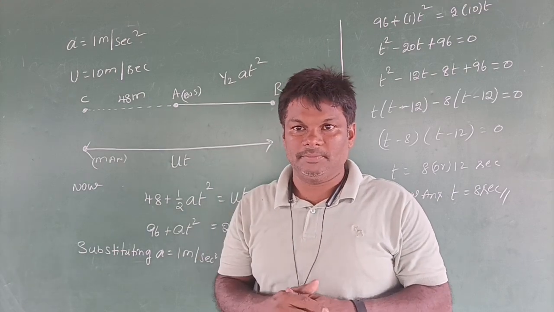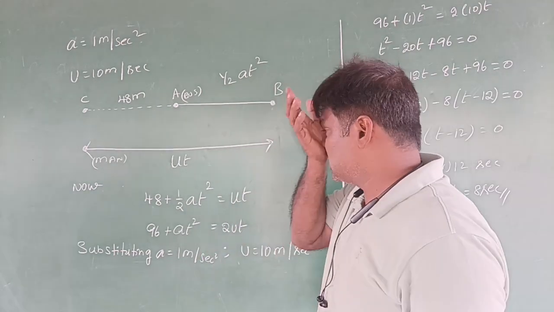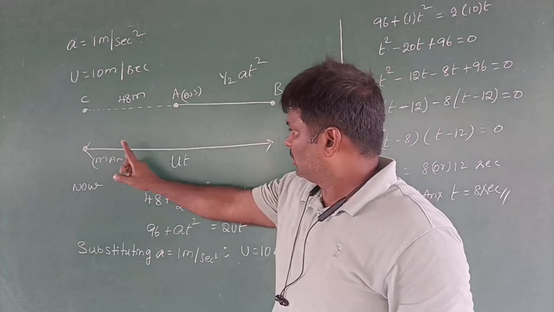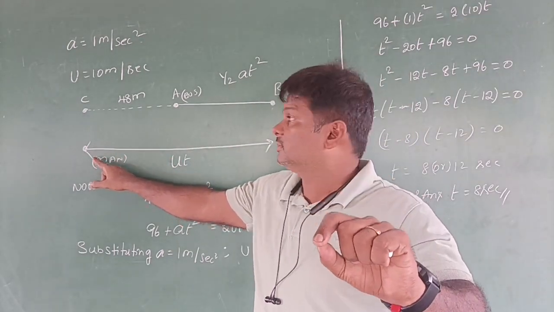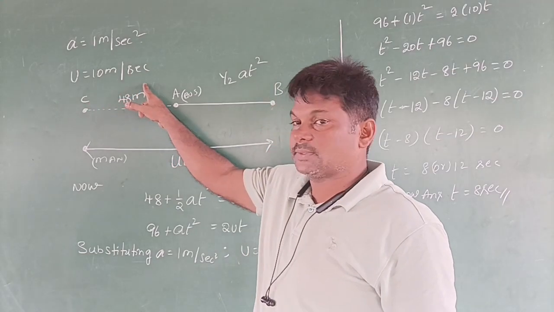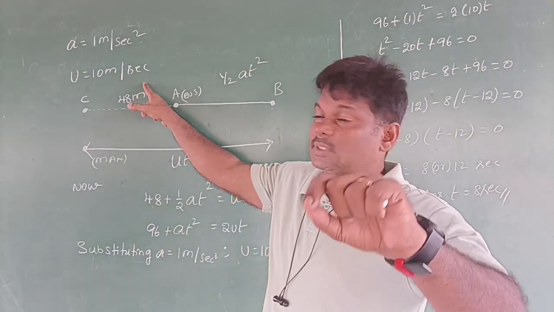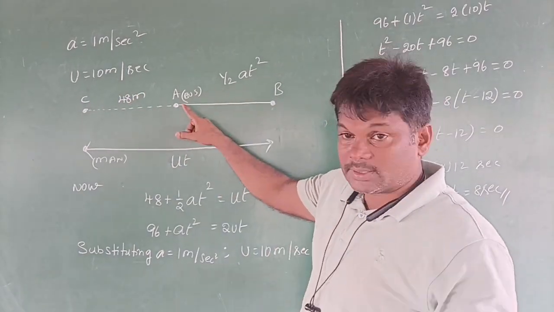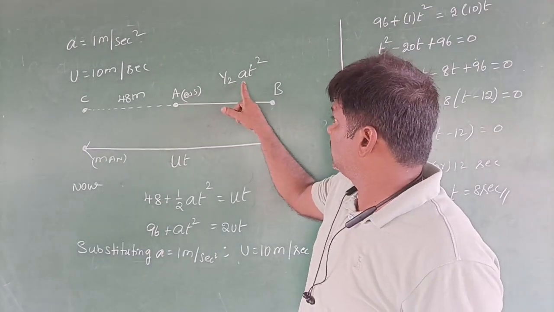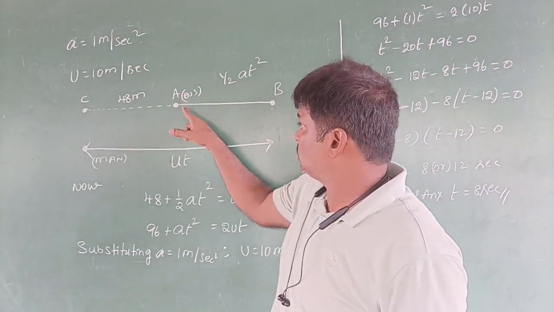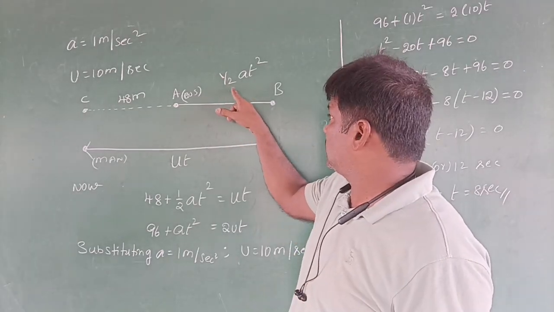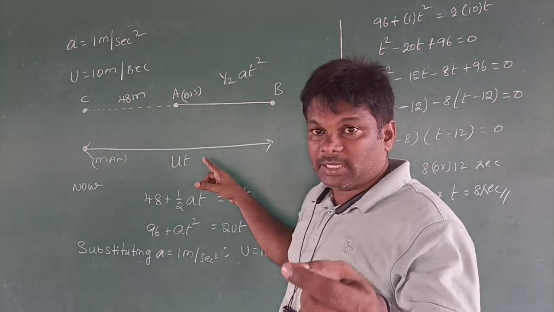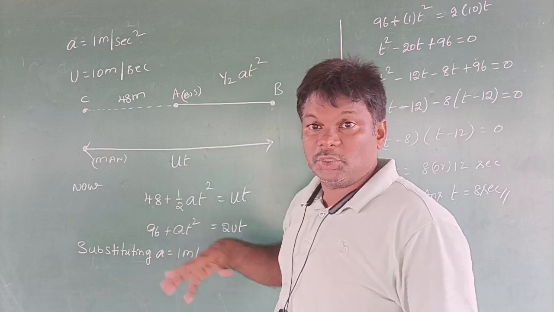Now, this is our picture. Look, the man runs with a constant velocity, that is, u is equal to 10 meter per second. The bus starts with zero velocity and acceleration 1 meter per second square. So the displacement covered by the bus, s is equal to half a t square. The displacement covered by the man is ut.